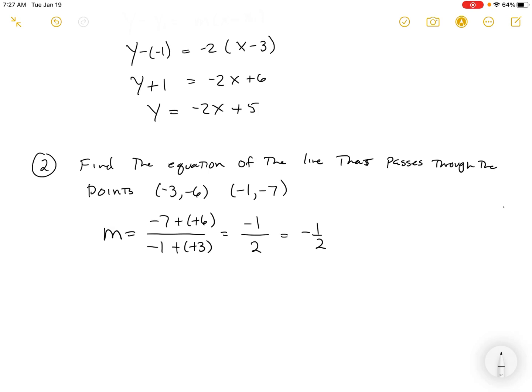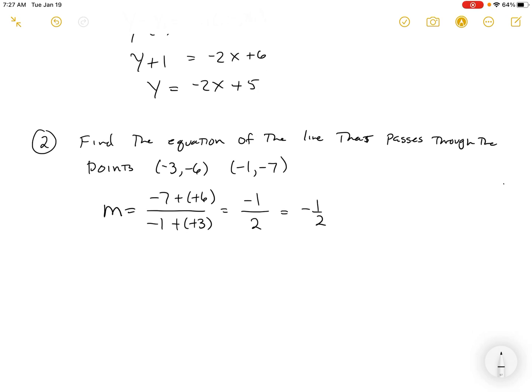Now you can choose either point in order to solve the equation. So for lack of a better reason, I'm going to choose the very first one. So I'll do y minus, being careful to select the y value, is equal to the slope that I found, x minus the given x value. And we're going to have to deal with the fraction, but that's okay. We know fractions and we love them.